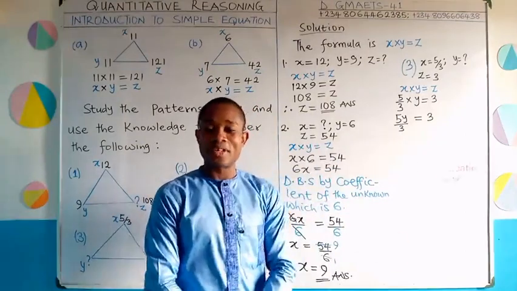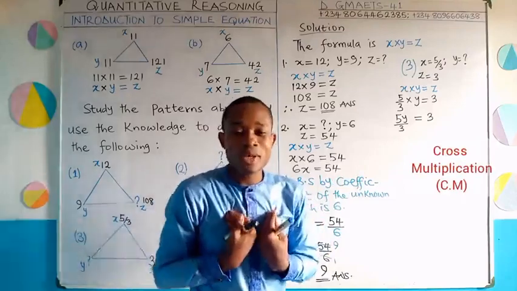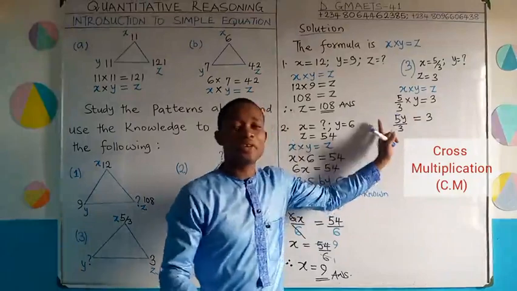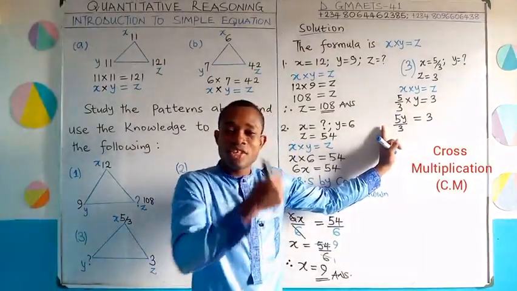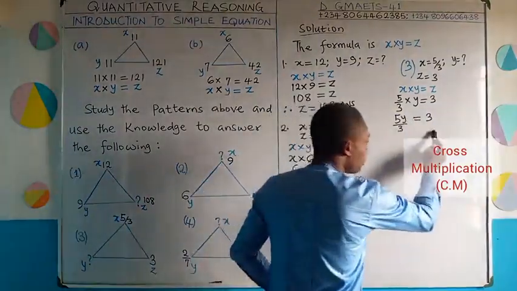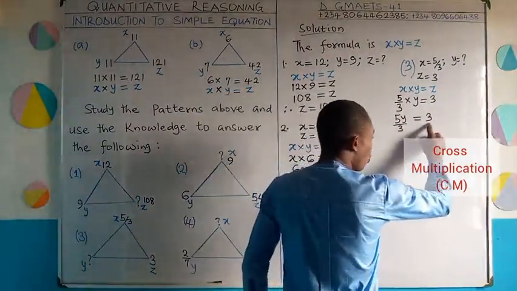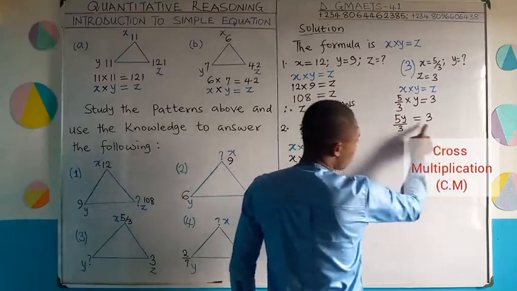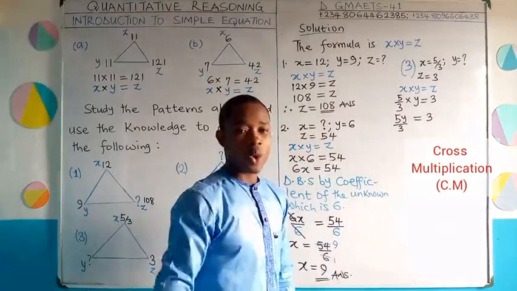Therefore, we need to do cross multiplication. You see, I don't need anyone to tell me this anymore. I see that there is a single fraction here. And what I am looking for, the unknown, is part of that fraction. The unknown there is the numerator. Therefore, I will do cross multiplication. Remember, this 3 standing alone is over 1. So if you are doing cross multiplication, 5y times 1 will give you 5y.